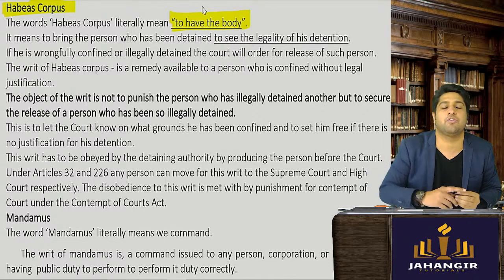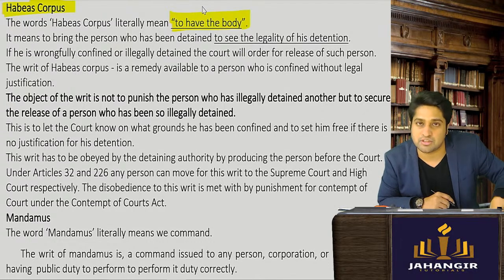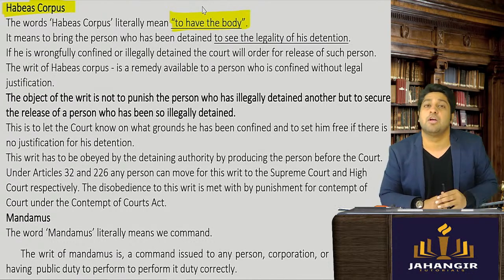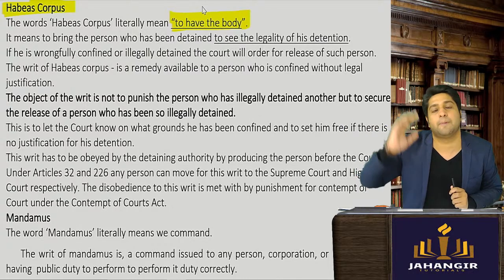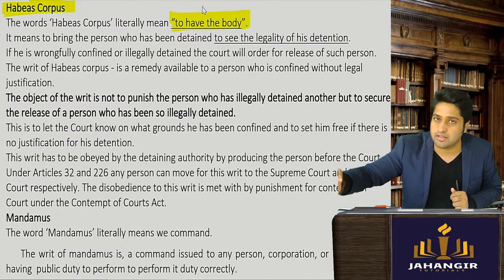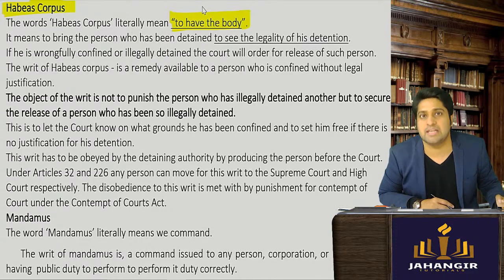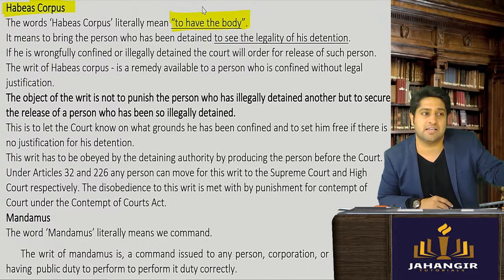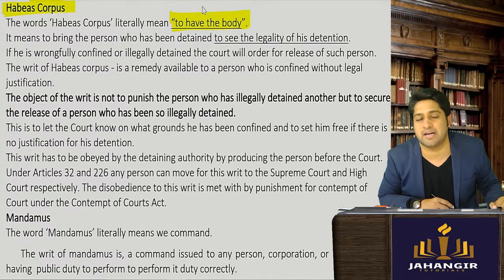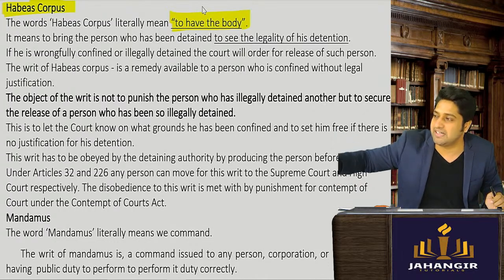If it is found that the detention, imprisonment, custody is illegal, the court will order the release of that person. The object of this writ is not to punish the person who has been illegally detaining another. The object is not to punish someone who has illegally detained. The object is to secure the release of the person who has been detained illegally.